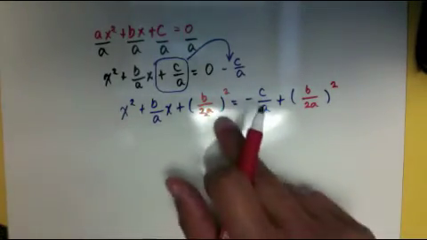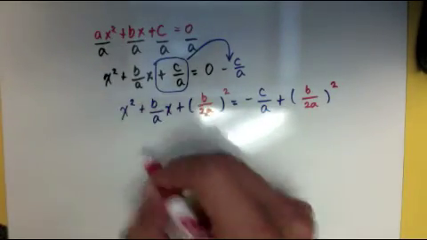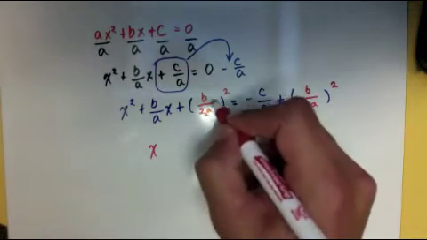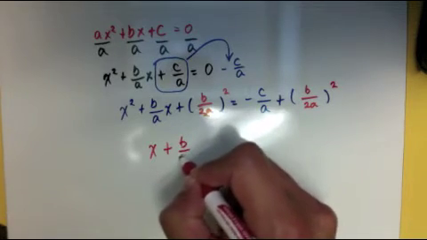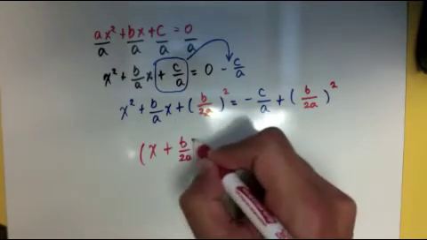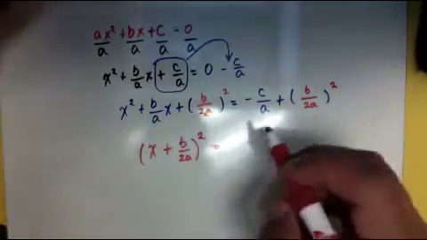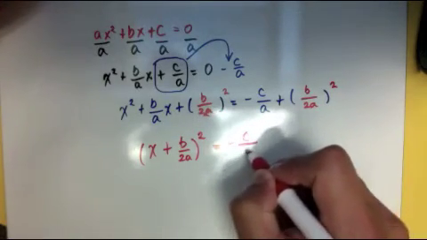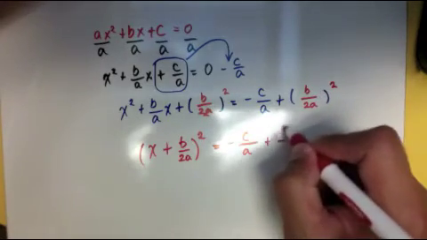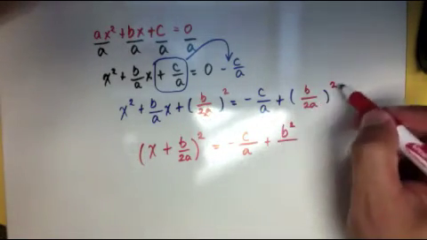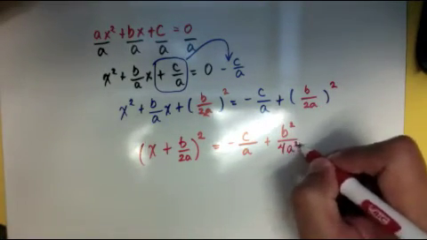Now we have to factor this trinomial, and that's very simple. We're going to take one letter from the x. Whatever's inside here, we're just going to put it here. Since it's positive, we're going to put plus b over 2a quantity squared. Now on this side, we have negative c over a. This part here, I'm going to simplify. b to the second power is b squared. 2a to the second power: 2 squared is 4, and a to the second power gives me a squared.